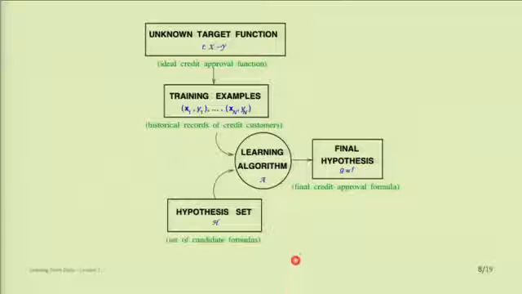Now, if you look at this part of the chain, from the target function to the training to the learning algorithm to the final hypothesis, this is very natural, and nobody will object to that. But why do we have this hypothesis set? Why not let the algorithm pick from anything? Just create the formula without being restricted to a particular set of formulas, script H.